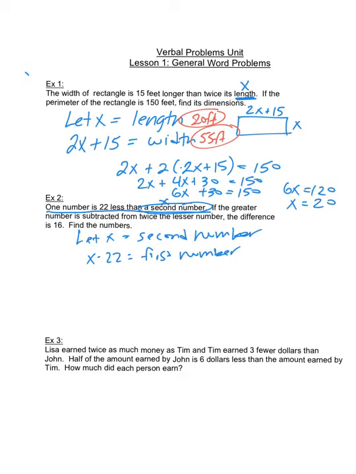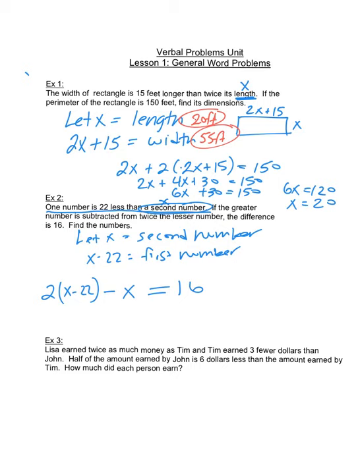Then they're going to describe an equation in the next sentence. If the greater number is subtracted from twice the lesser number, the difference is 16. So the greater number is x, because that's bigger than x minus 22, and it's being subtracted from twice the lesser number. So 2 times the smaller number is 2 times x minus 22. Then the difference is 16, so this equals 16.